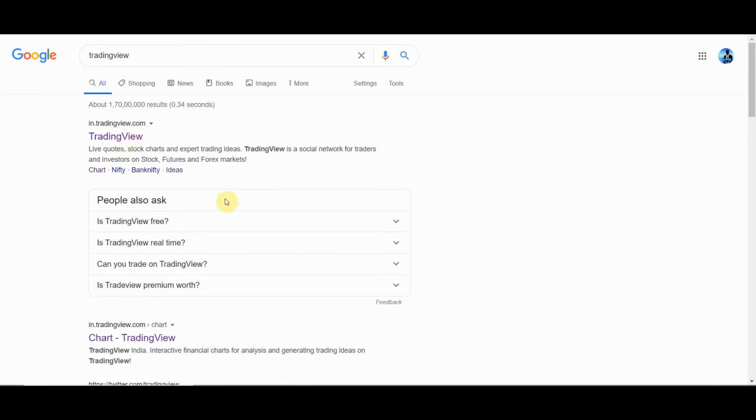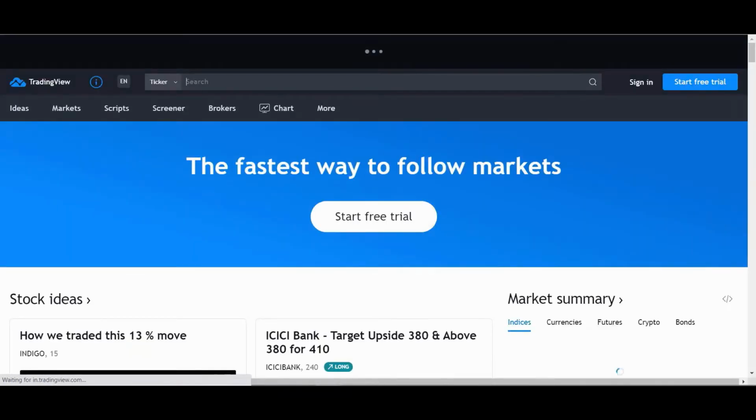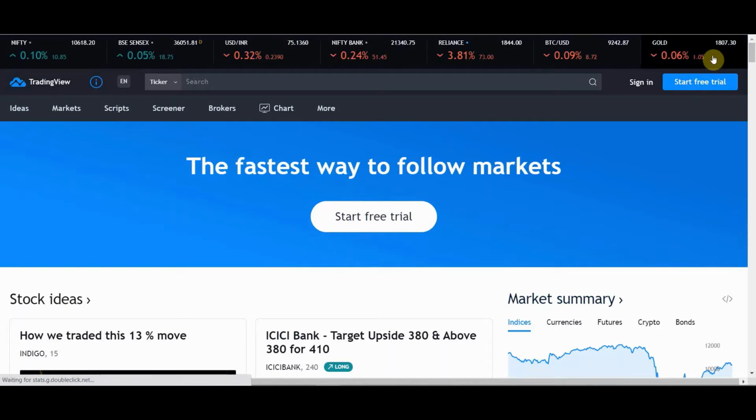To open the TradingView website, we have to go to Google and type TradingView. The website is seen here. By clicking this website, it is opened. So this is the home page of the TradingView website, where at the top we can see all the indices of the Indian stock market. You can see the Nifty indices, Sensex, Currency, Nifty Bank, Reliance and all the other indices.